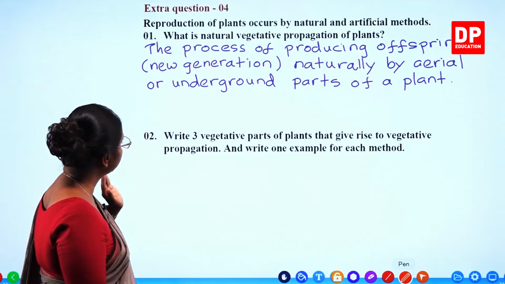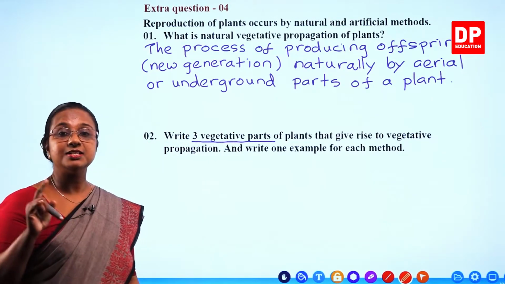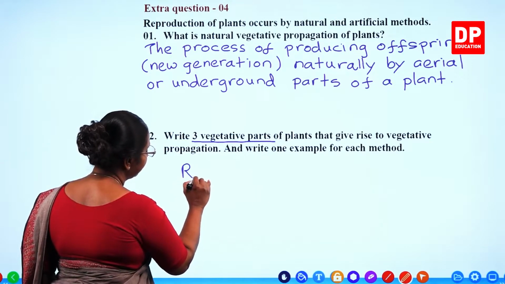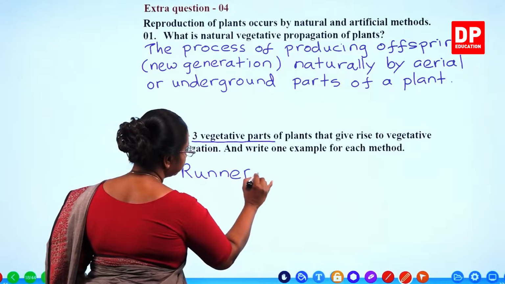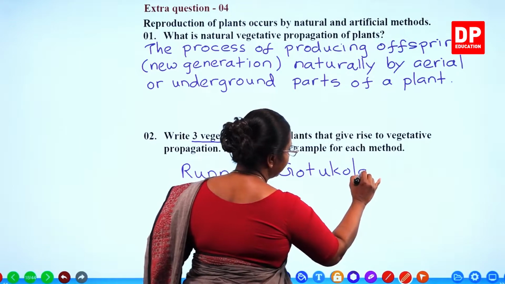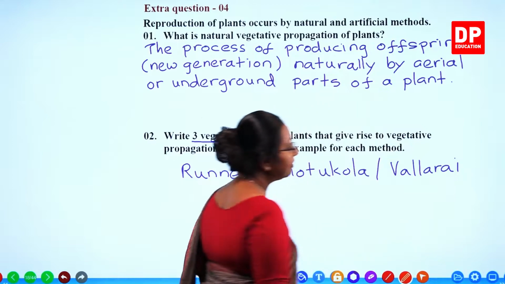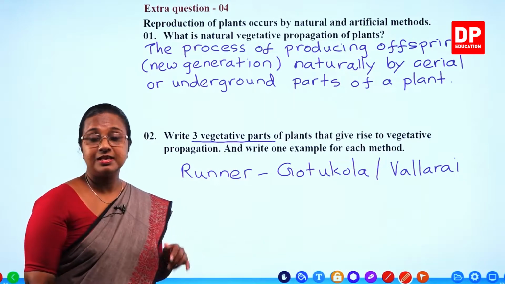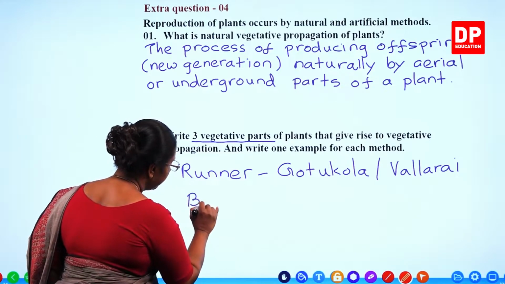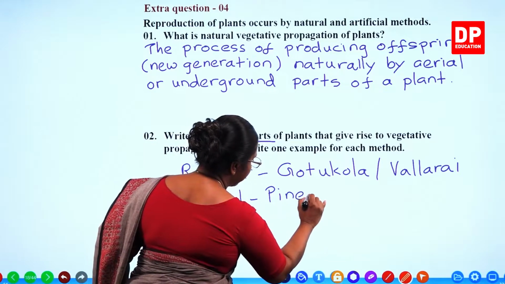So here you are supposed to write three vegetative parts, and for each one you need to write just one example. So for that, I'll write one example as runner. So runner, you know, gotukola, or what we call as valerae. So that is reproduced by runners. Then what else? We can write bulbil. Bulbil, I will write the example as pineapple.